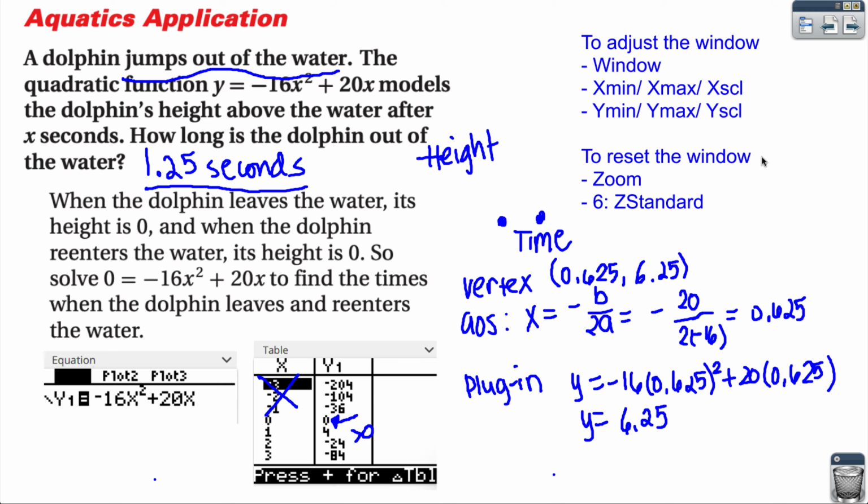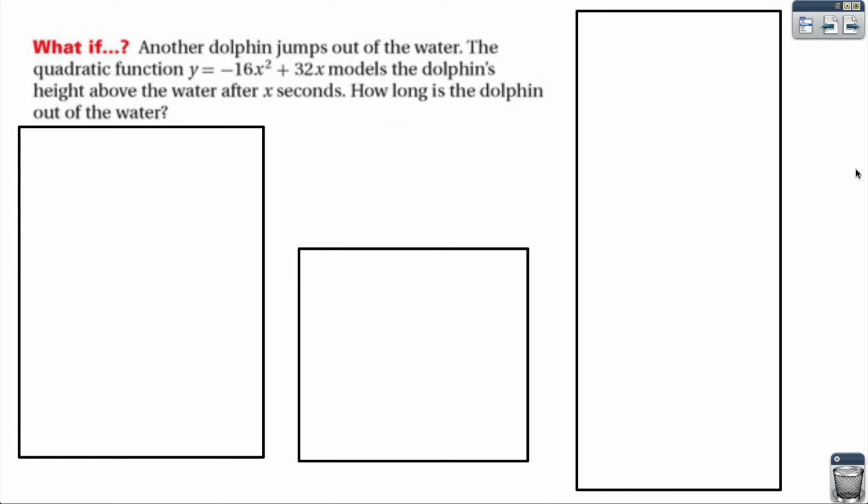Well, in the next page, you're actually going to be able to practice on an example. All right, let's go ahead. At this point, you can stop and pause the video and give yourself some time to practice and find out how long the dolphin is out of the water. Another dolphin jumps out of the water, this time represented by the given model. And we're asking how long is the dolphin out of the water. So go ahead and pause the video at this point, give yourself some time to try this out.